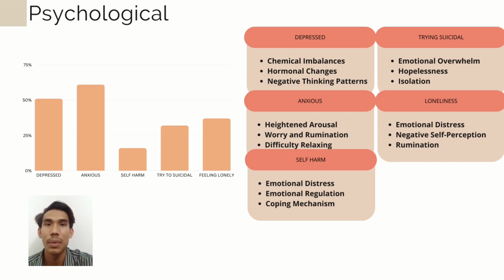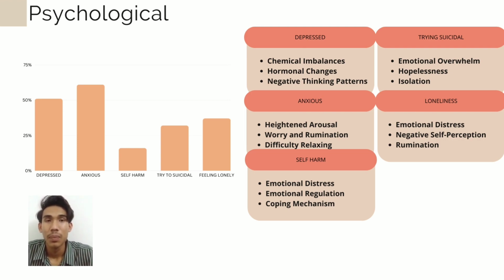And negative thinking patterns. Stress often involves negative thinking patterns such as rumination, like repetitive, intrusive talk about problems, and catastrophizing, assuming the worst will happen. This thought pattern can worsen depressive symptoms or contribute to the development of depression. The next is the highest percentage of psychological effects by stress, which is anxiety.